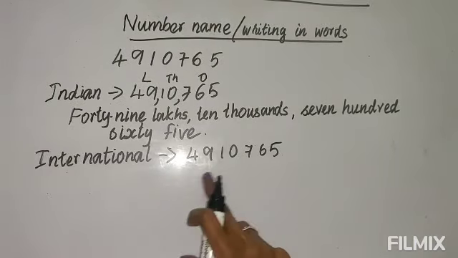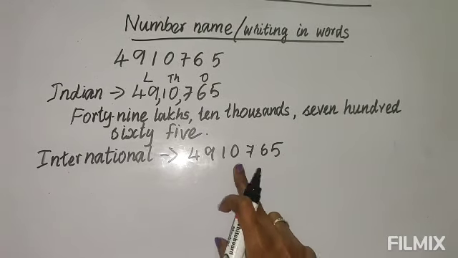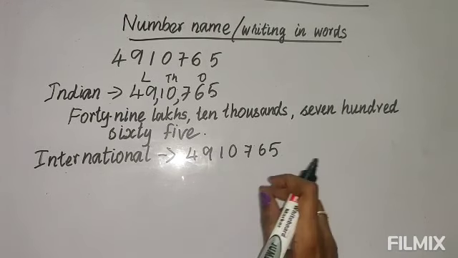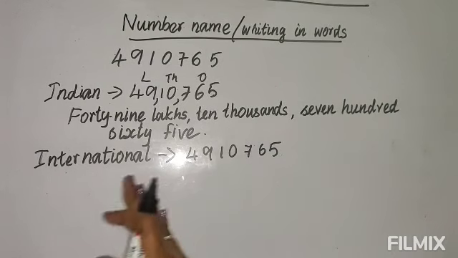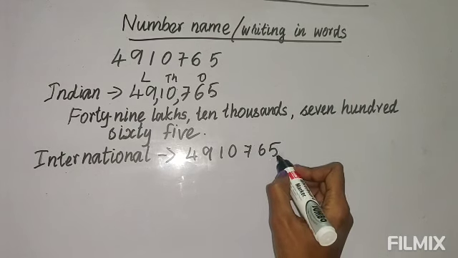I have written the numbers. First, placing the comma is important. First, put a comma between the periods. In the international system there are only 3 periods. So from the right side only, count the 3 places for each period, not from the left side. So from the right side, count 1, 2, 3.